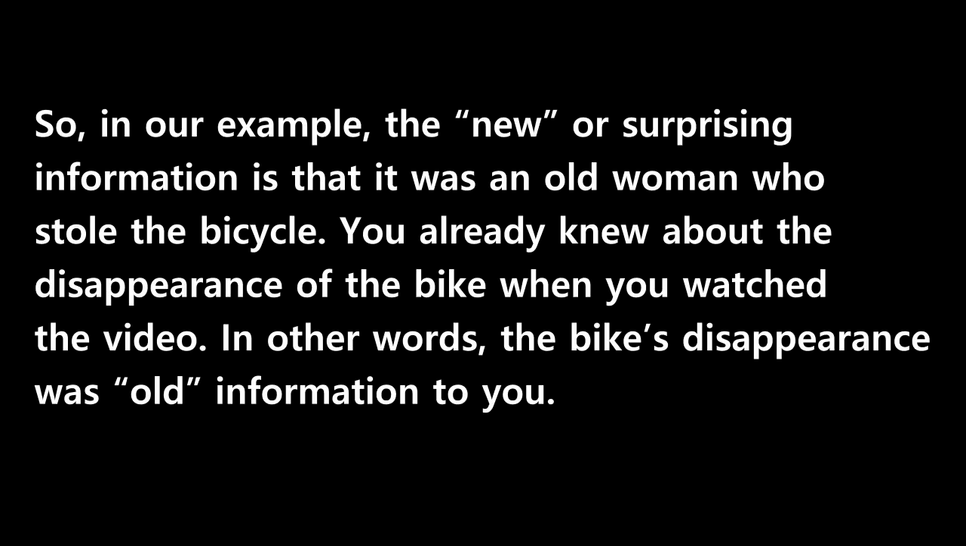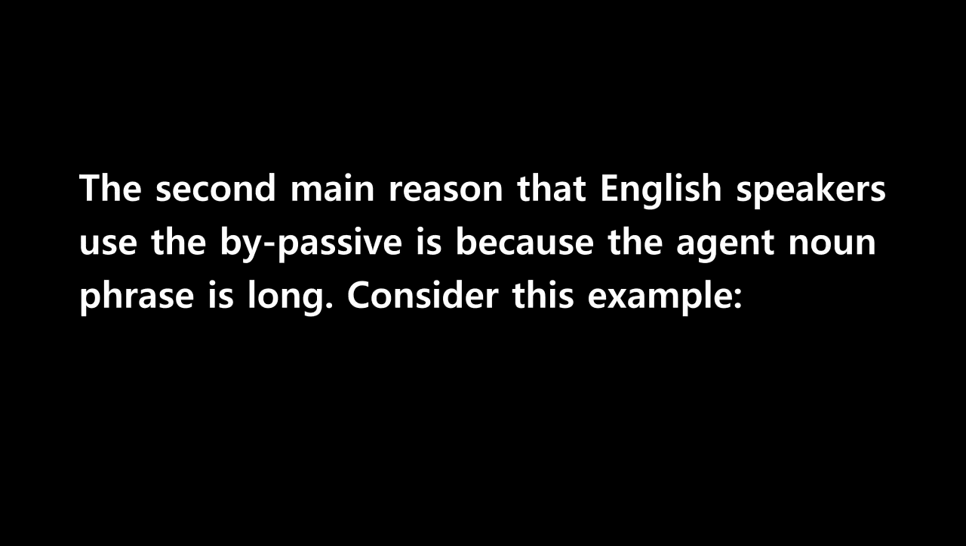So, in our example, the new or surprising information is that it was an old woman who stole the bicycle. You already knew about the disappearance of the bike when you watched the video. In other words, the bike's disappearance was old information to you.